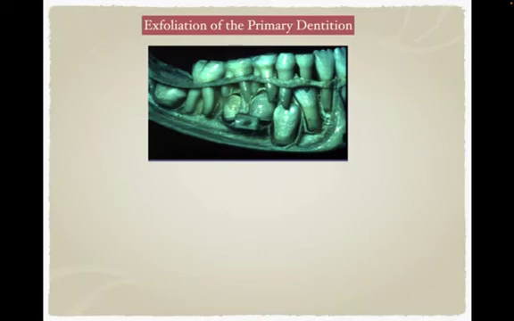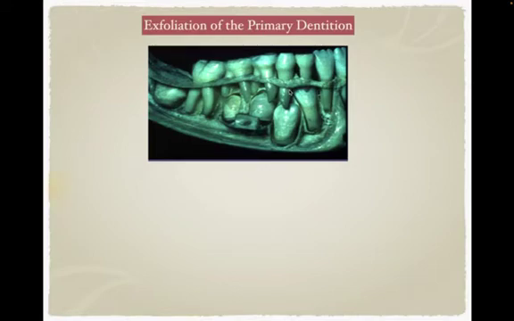That was about root resorption. Now moving to the next topic, which is basically exfoliation of the primary dentition. So usually we know that we have a permanent tooth and then we have a primary tooth. Then the permanent tooth will move upward and outward, and it will resorb the primary teeth.